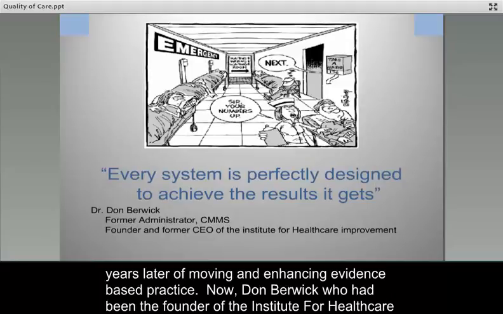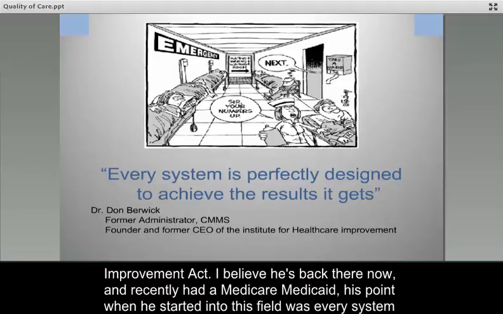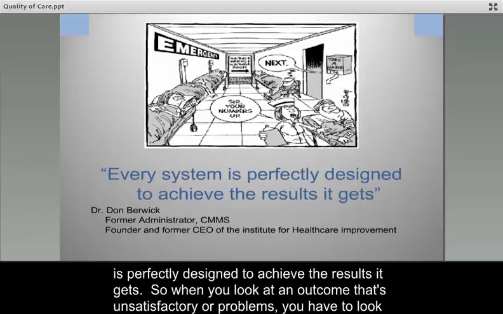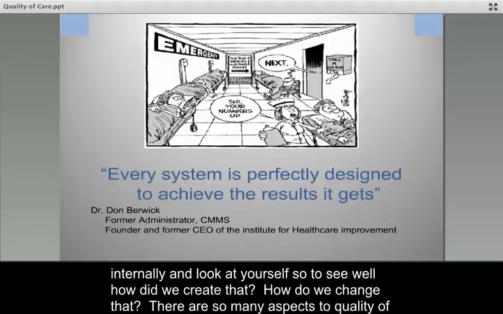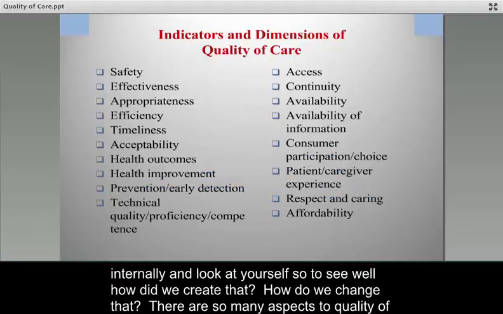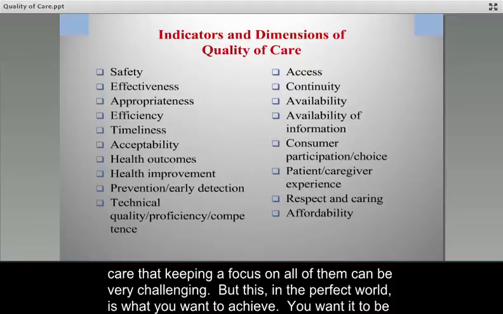Now, Don Berwick, the founder of the Institute for Healthcare Improvement, and more recently the head of Medicare and Medicaid, made the point when he started in this field that every system is perfectly designed to achieve the results it gets. So when you look at an outcome that's unsatisfactory, you have to look internally and ask, how did we create that? How do we change that? There are so many aspects to quality of care that keeping a focus on all of them can be very challenging.